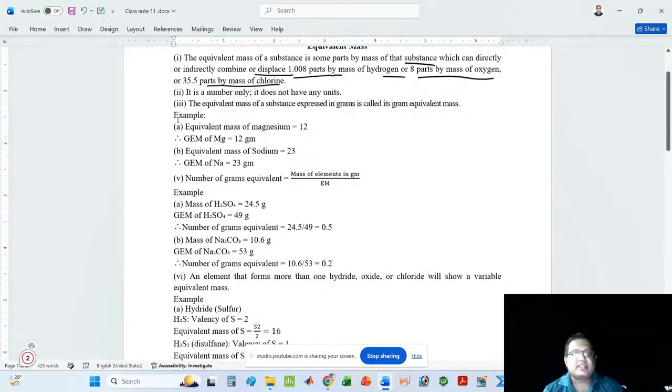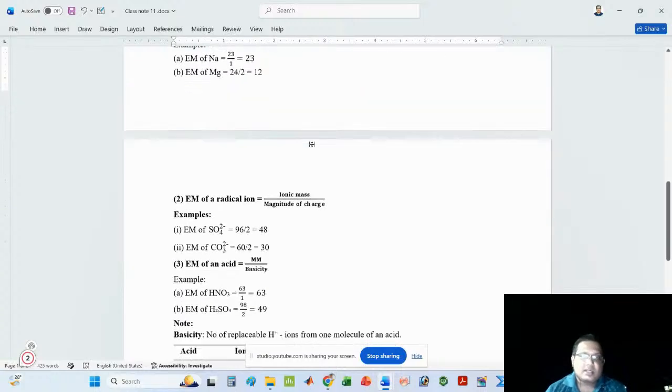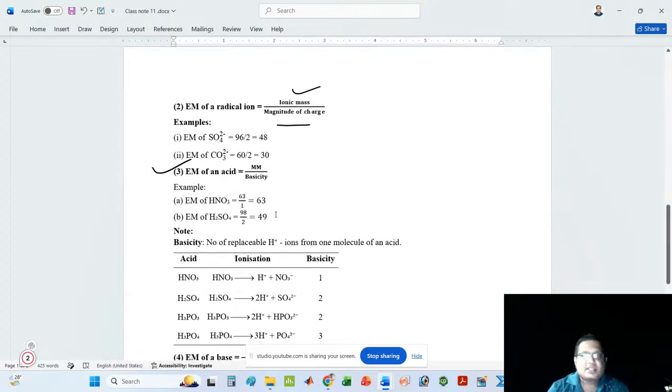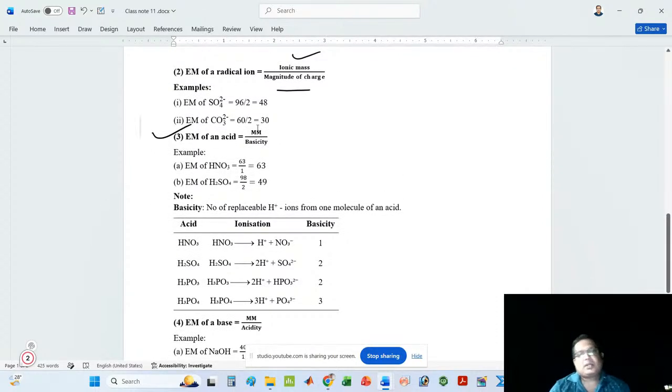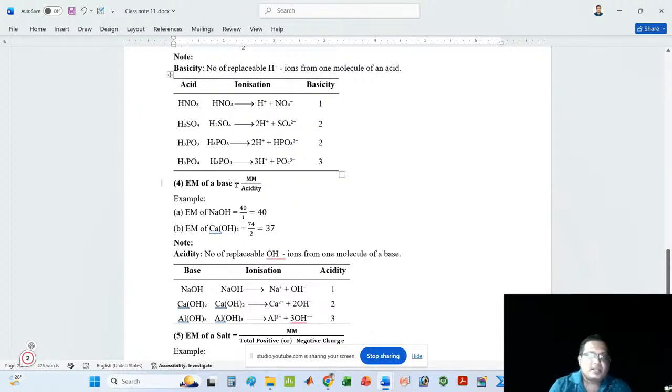Next, I discussed different methods for the calculation of equivalent mass. First formula: equivalent mass of an element is equal to atomic mass divided by valency. Second formula: equivalent mass of a radical is ionic mass divided by magnitude of charge. Next is the equivalent mass of an acid. Equivalent mass of an acid is equal to molecular mass divided by basicity. Similarly, equivalent mass of a base is equal to molecular mass divided by acidity.